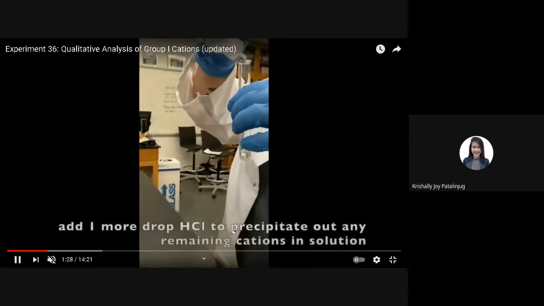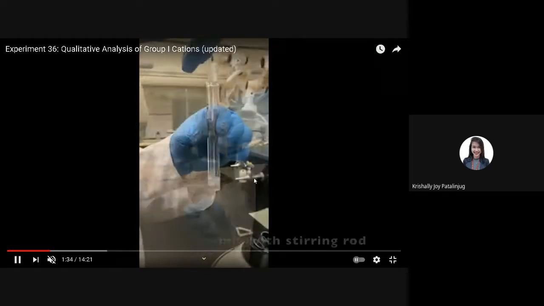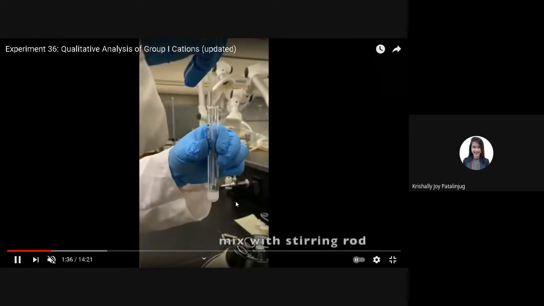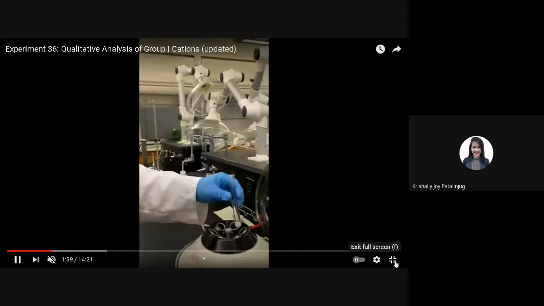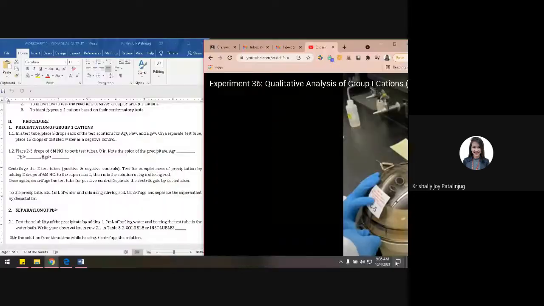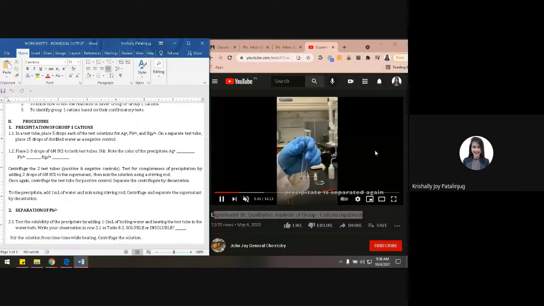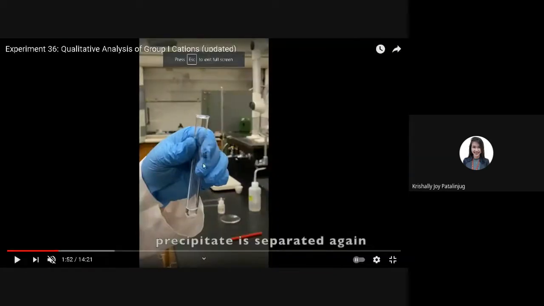So adding more HCl, again, the purpose is to test the completeness. Then it is stirred, just for assurance, upon adding the HCl. And then it is centrifuged. So here it is. This is the completely separated precipitate. It is clear, the white portion. That is the silver chloride, mercury chloride, and the lead chloride.